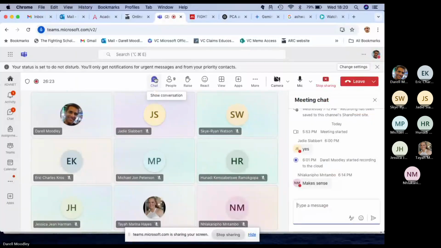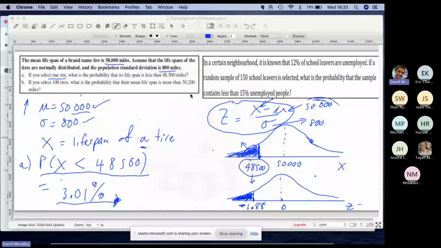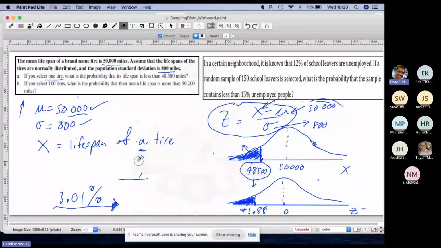Okay. All right. Now, let's move on to question number B. And question number B is something new. Okay, that's pertaining to this learning number 7.